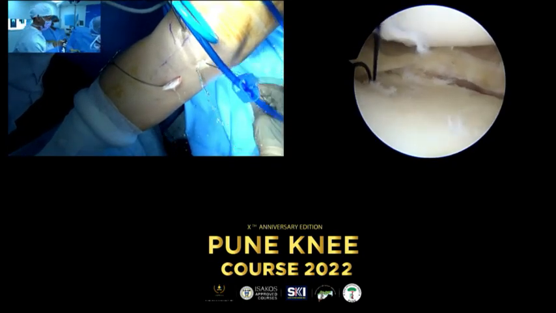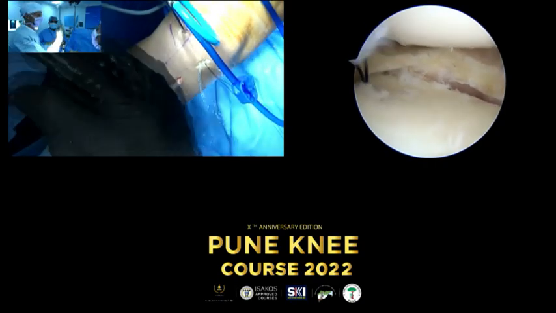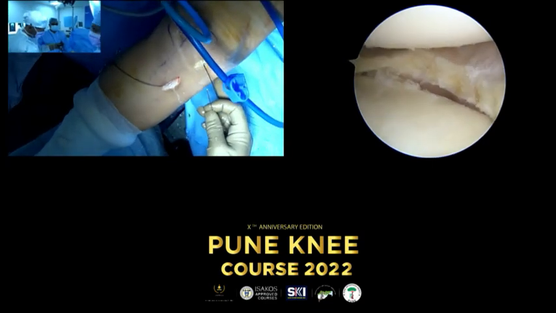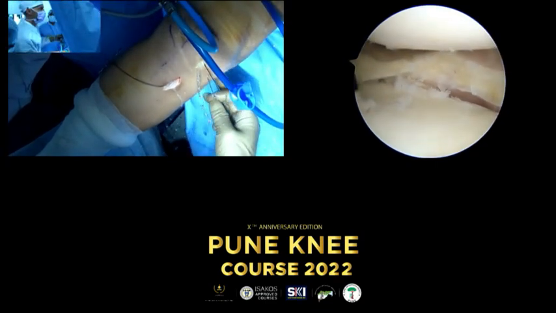To be honest, the main reason, can I take the light out? Because I can't see the transillumination. Yes, I don't see the transillumination. OT lights off?